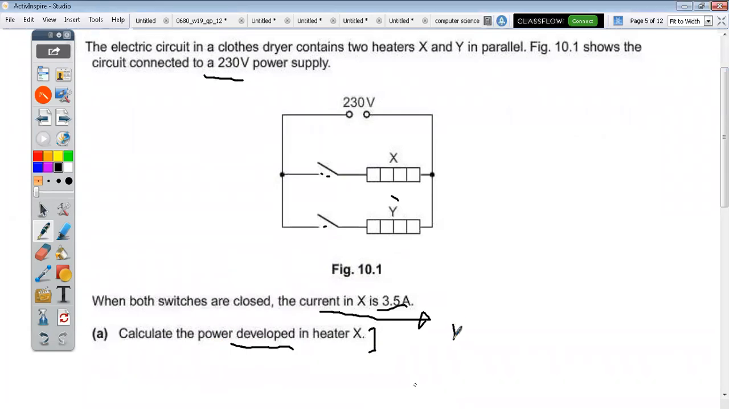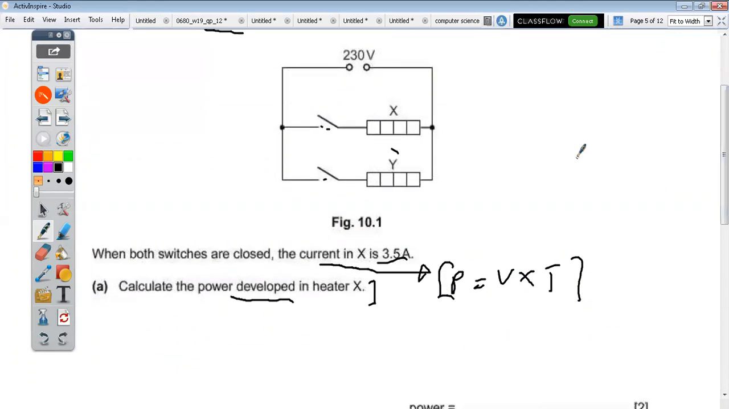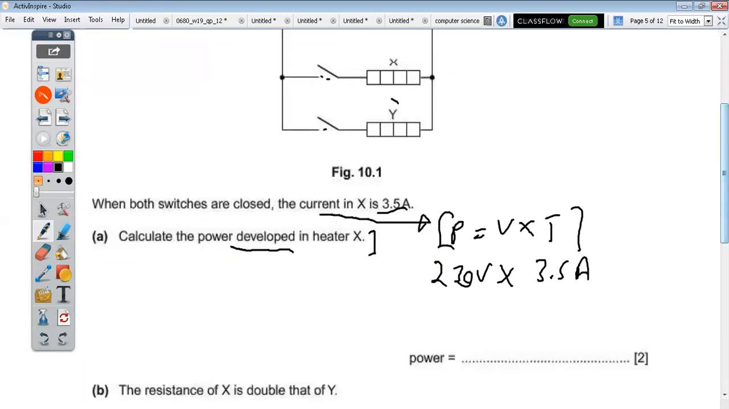Remember what I said? We said power is equal to voltage times current. So this topic you have to be good in formulas. So what is our voltage here? 230 volts. Multiplied by what is the current? 3. What do you get? Power in watts. 230 times 3.5 is 805 watts. Okay.